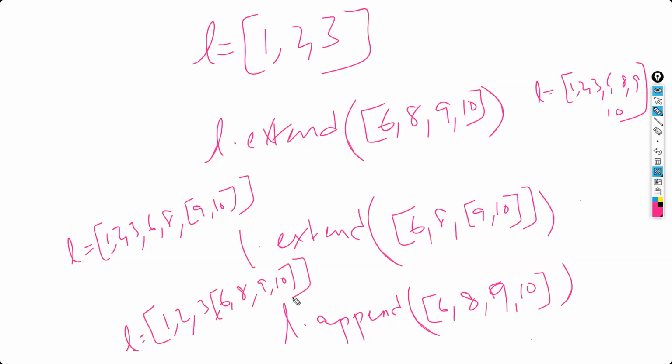Same logic. Wherever extend is there, write the word append. Wherever append is there, write the word add. Wherever the word extend is there, it is equal to update. Wherever append is there, that is equal to add in the sets. If it is possible, it will add. If it is not possible, it will throw the error.